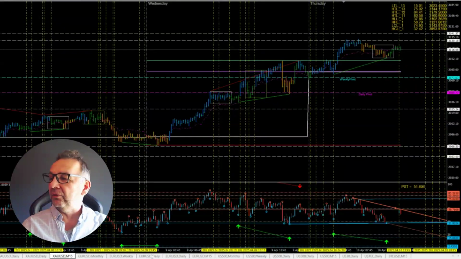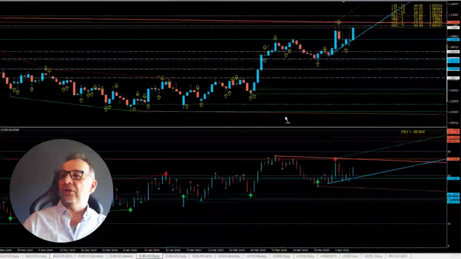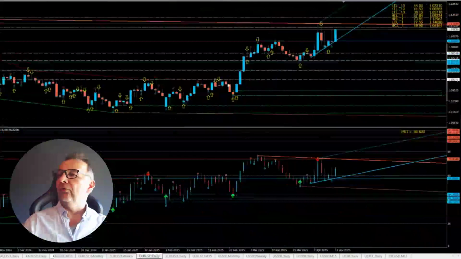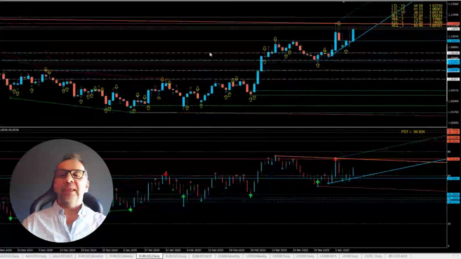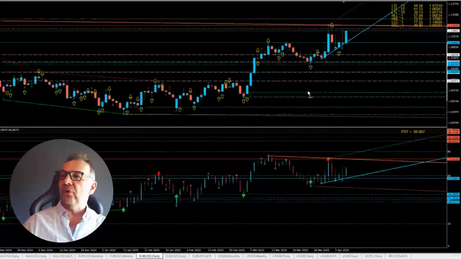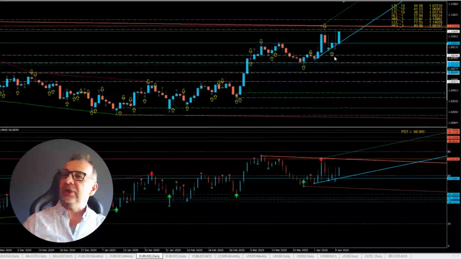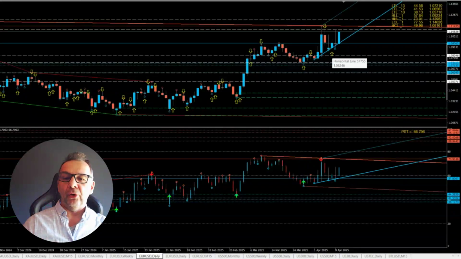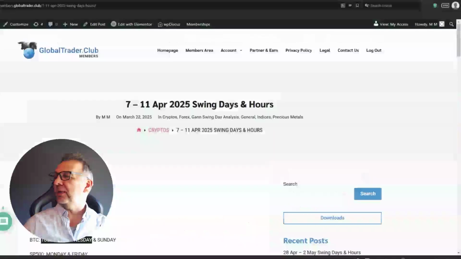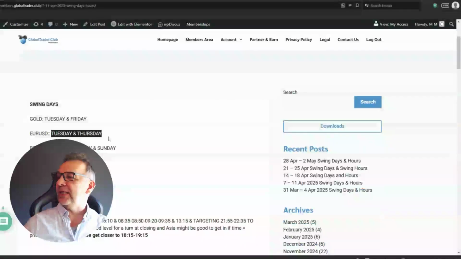Same thing with Euro Dollar. If you check out the Euro Dollar, look at these swing days. All of them have been calculated way in advance. Calculated the whole of 2025, like I said, in 2024. Now look at this. We had a swing day Tuesday on the Euro Dollar, right? Which is what I just showed you here as well. Swing day, Euro Dollar, Tuesday to Thursday, right?